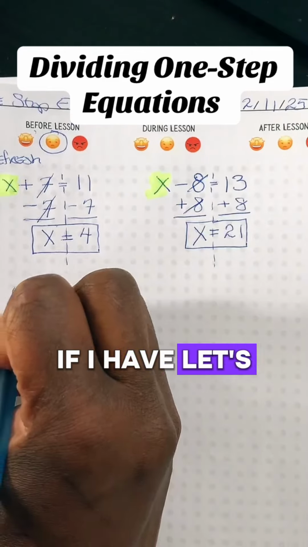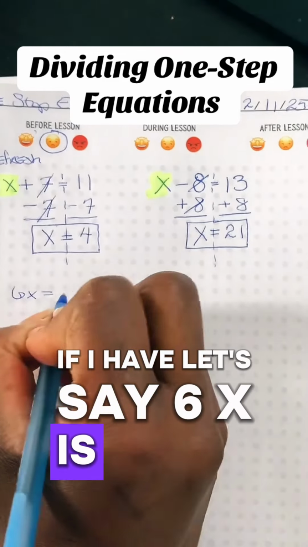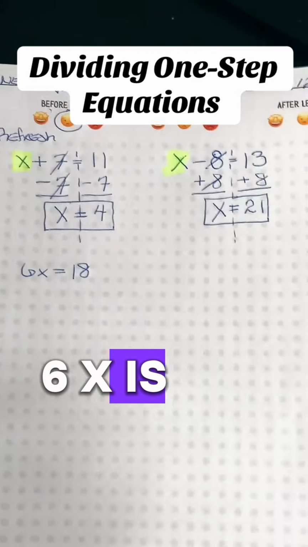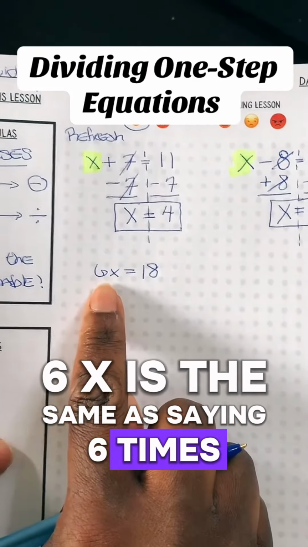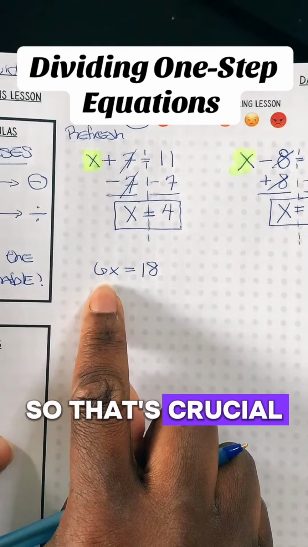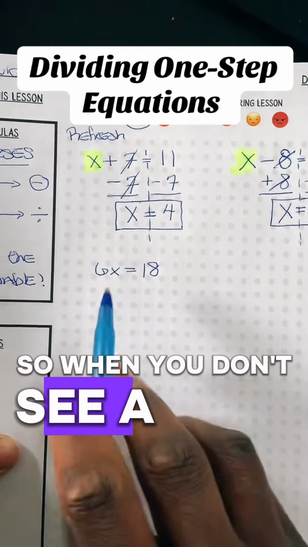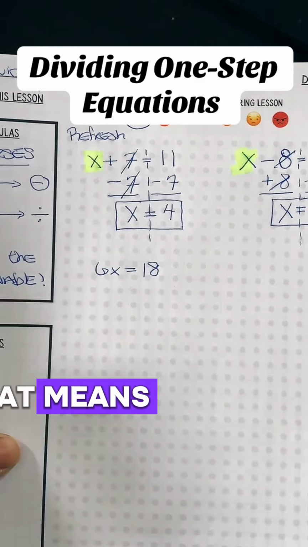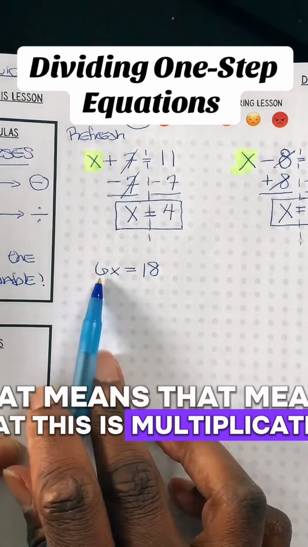I have, let's say, 6x is equal to 18. 6x is the same as saying 6 times x. Okay, so that's crucial. When you don't see a plus or a minus sign in between the 6 and the variable, that means this is multiplication.